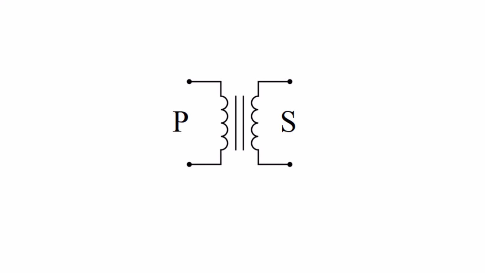So the first question says, what causes a voltage to appear across the secondary winding of a transformer when an AC voltage source is connected across its primary winding? It's the principle of mutual inductance.